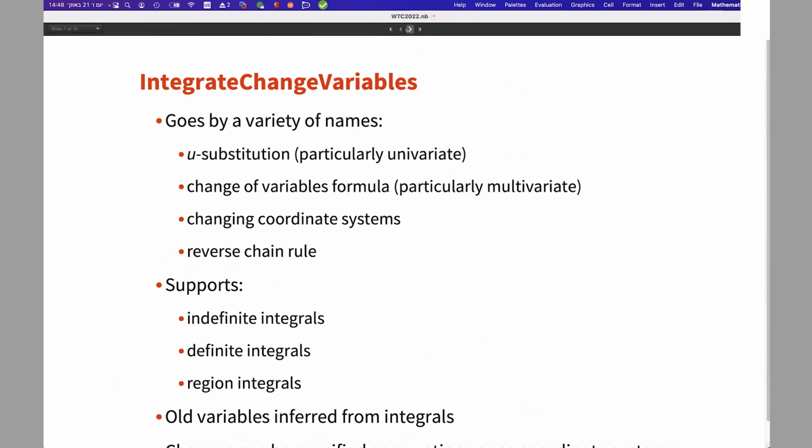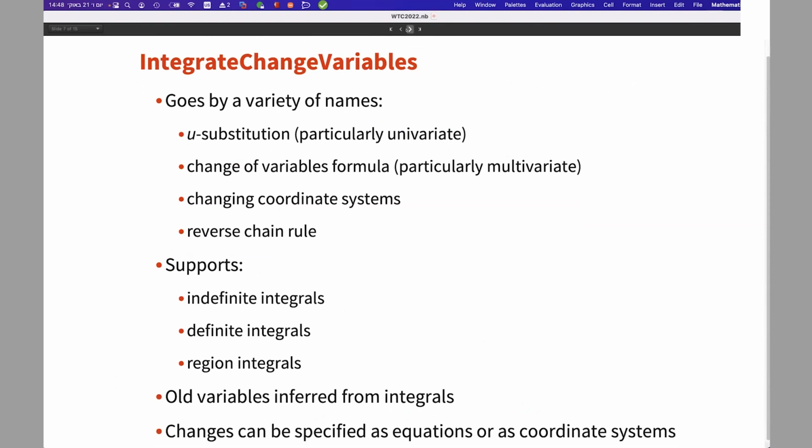Now let's talk about IntegrateChangeVariables, which is a function which implements a basic technique that goes by a whole bunch of names: U substitution, the change of variables formula, changing coordinate systems, even the reverse chain rule, because it's integration, so you can't call it the chain rule. It's a very general function. It supports indefinite integrals, definite integrals, region integrals, and in short, all the types of integrals that Mathematica supports. The old variables are inferred from the integral, so you specify the integral you want to look at and the new variables, and the changes can be specified as equations or coordinate systems. So I will, again, have lots of pretty examples.